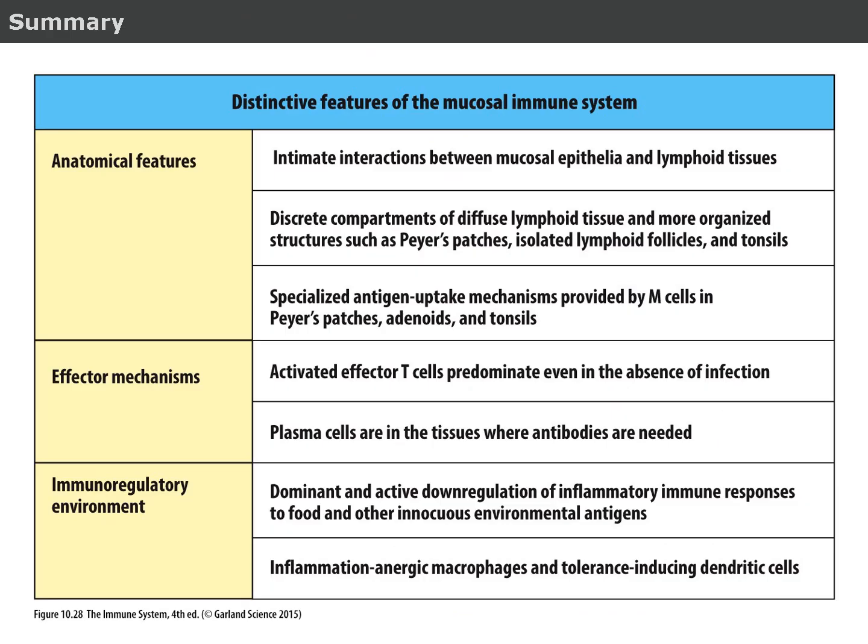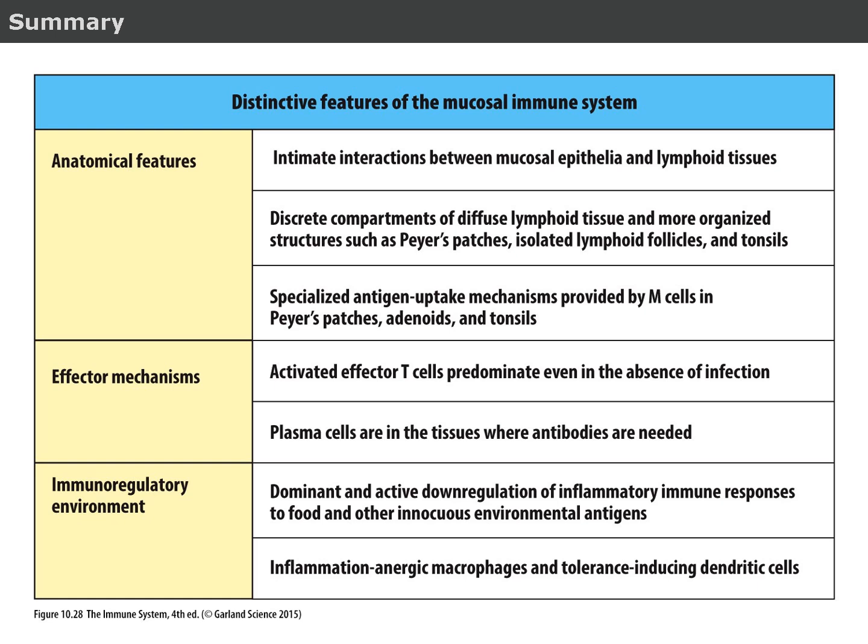The mucosal immune system is uniquely adapted to maintain immune balance in areas constantly exposed to the external environment. Anatomically, there is an intimate relationship between mucosal epithelia and lymphoid tissues. These include organized structures such as Peyer's patches, isolated lymphoid follicles, and tonsils, as well as more diffuse lymphoid compartments. Specialized antigen uptake mechanisms, especially those involving M cells, facilitate immune surveillance in these mucosal regions.